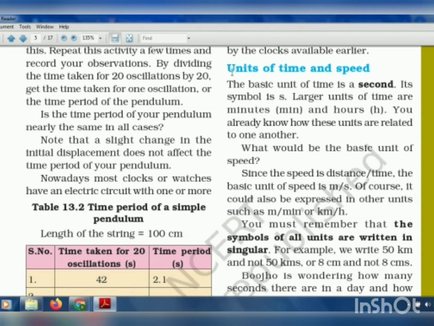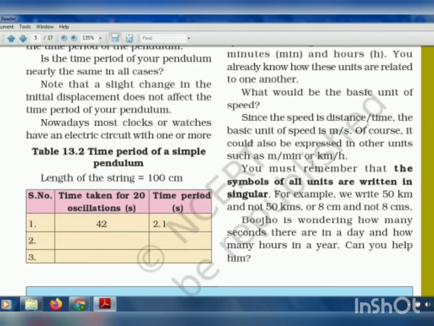Now next is unit of time and speed. We know that we measure time in seconds, minutes and hours. So second is the basic unit of time, whereas minutes and hours are the larger units of time. Similarly, the basic unit of speed is distance divided by time, that is meter per second, and the higher units are meter per minute or kilometer per hour.